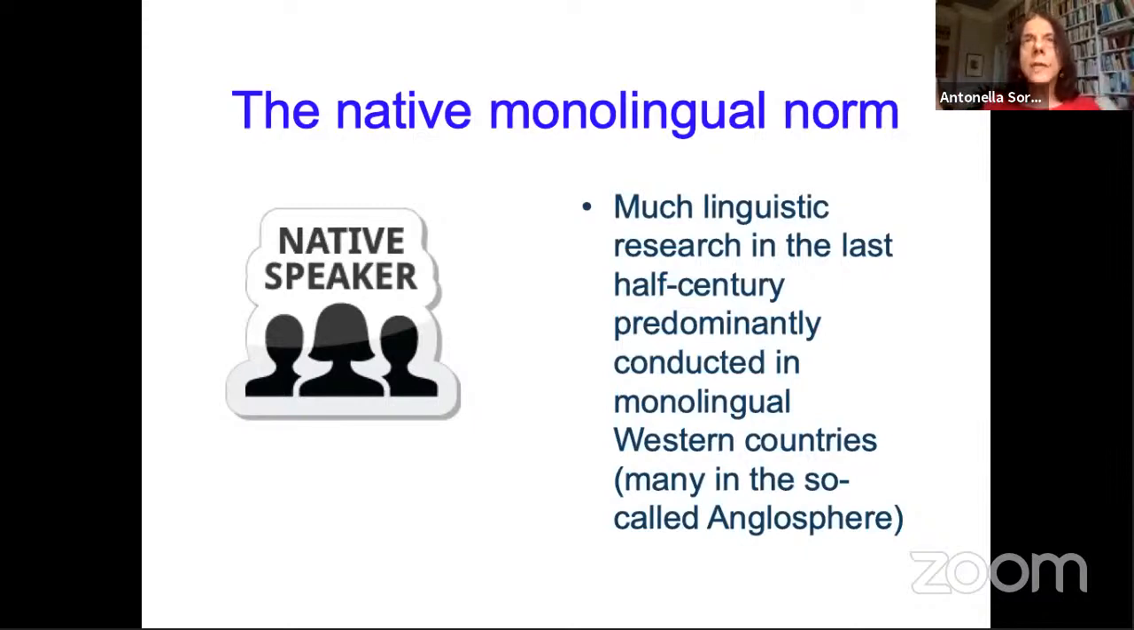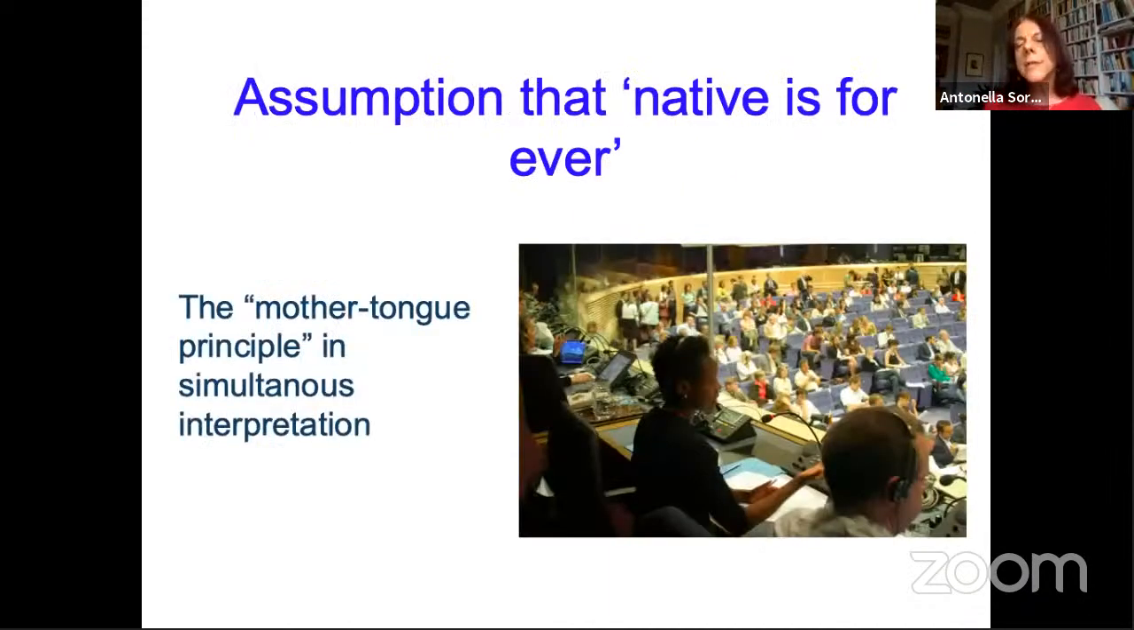So you acquire your native language from birth, you acquire one language, and you become a native speaker, and you don't change. Just to give you an example, this is a field that I've recently dealt with in my public engagement work. This is the field of simultaneous translators. In the field of simultaneous translators, the standard practice is what they call the mother tongue principle. So translators translate into their mother tongue, because the assumption is that that's the best translator. That's what they're best at.